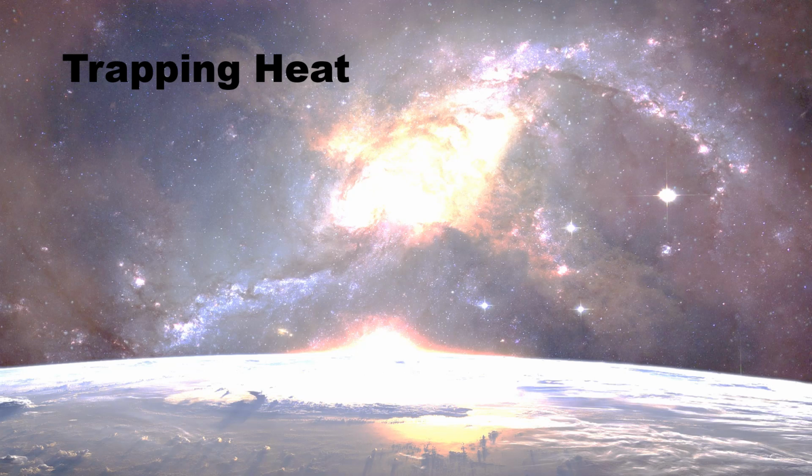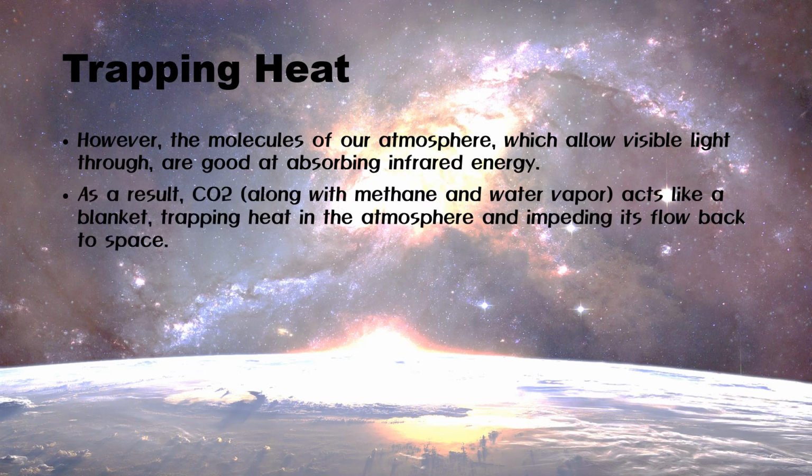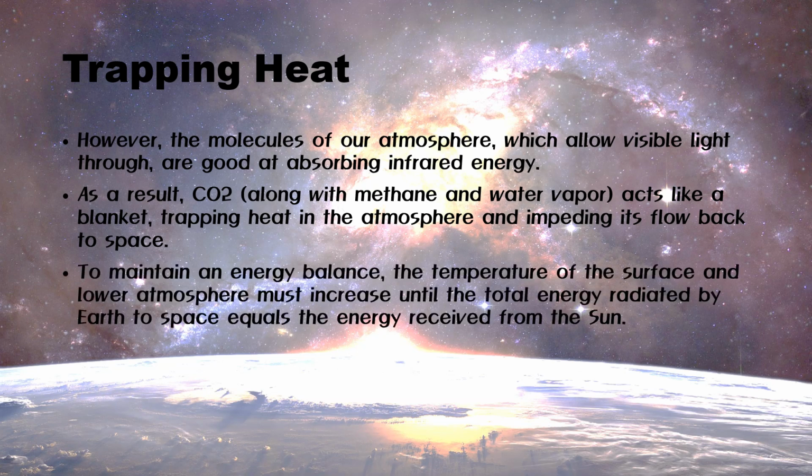If we want to trap the heat and not simply have it dissipate back out into space, we have to have something that can do that. And the molecules of our atmosphere, which allow visible light through, are very good at absorbing infrared energy. As a result, CO2, along with methane and water vapor, act like a blanket, trapping heat in the atmosphere and impeding its flow back into space.